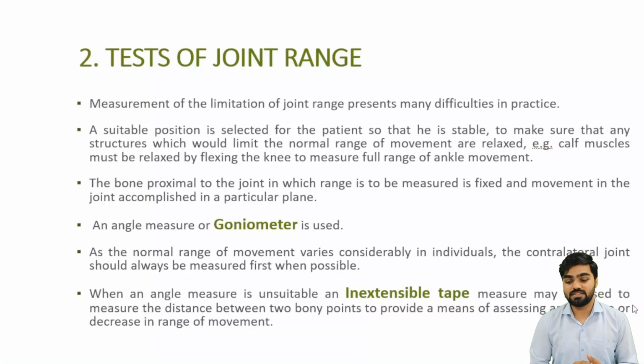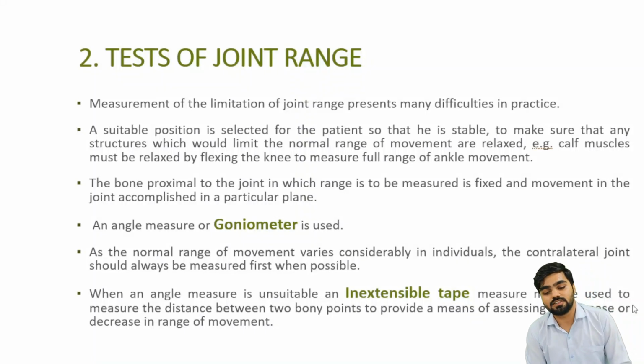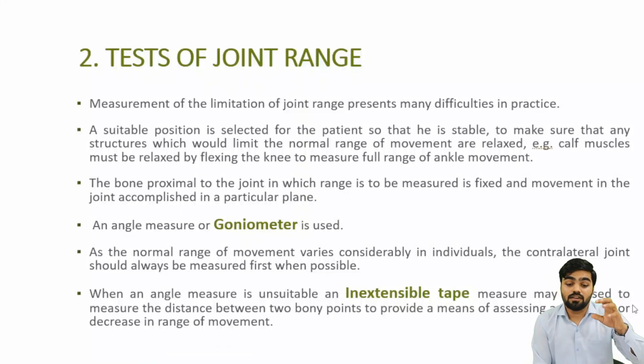A suitable position will be selected for the patient. Make sure the patient is stable. Make sure whichever structure you are observing is not limited by the position of anything. Your muscle and your joint should be free, relaxed, and completing the full range of motion. The bone proximal to the joint in which range is to be measured is fixed, and the movement in the joint is accomplished in the particular plane. Whichever bone is proximal will be fixed, and the distal bone will be moving, and all of this will be measured by the goniometer.